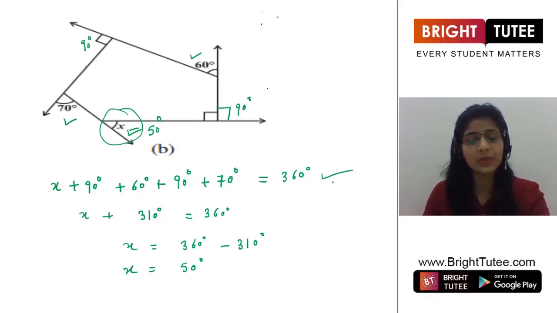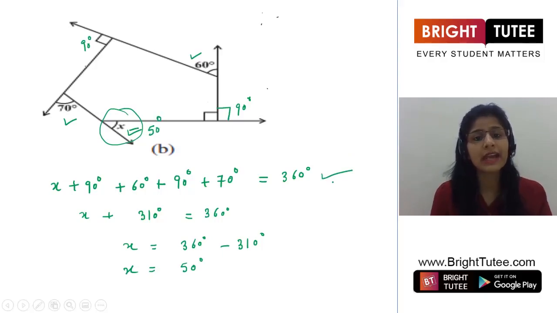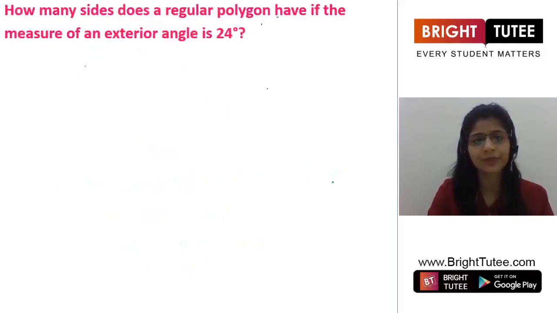So we are using the same property, that is the angle sum property, or we say the sum of exterior angles of a polygon having n sides, any number of sides it may have, is equal to 360 degrees. And we have solved the question in a similar fashion as we did the previous one. Alright, let's go to the next one.